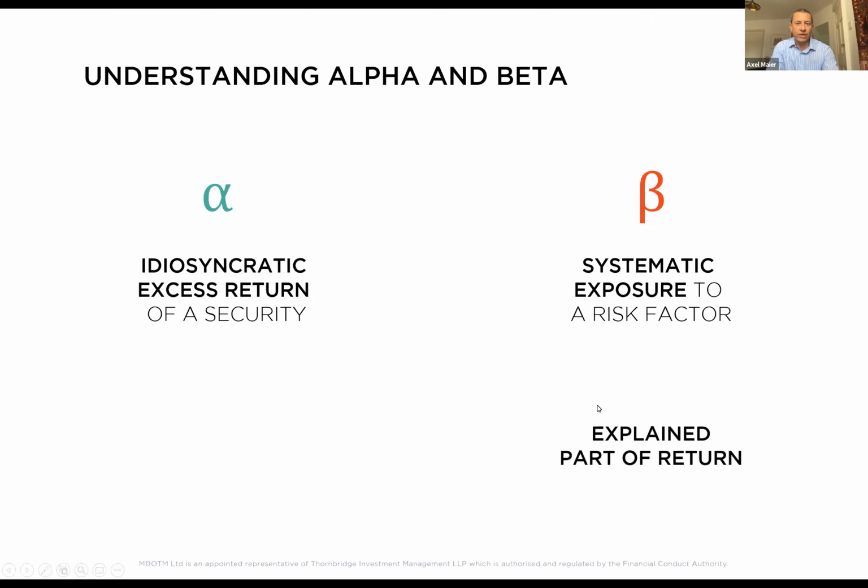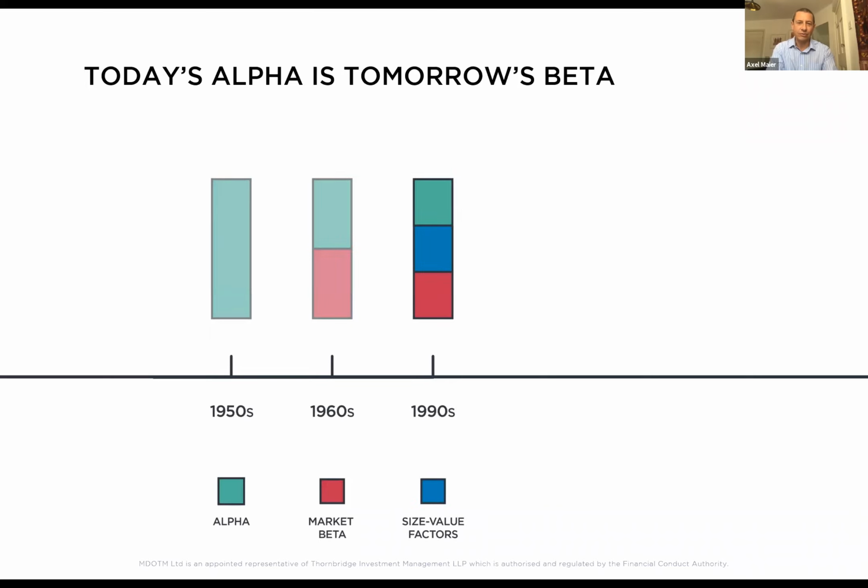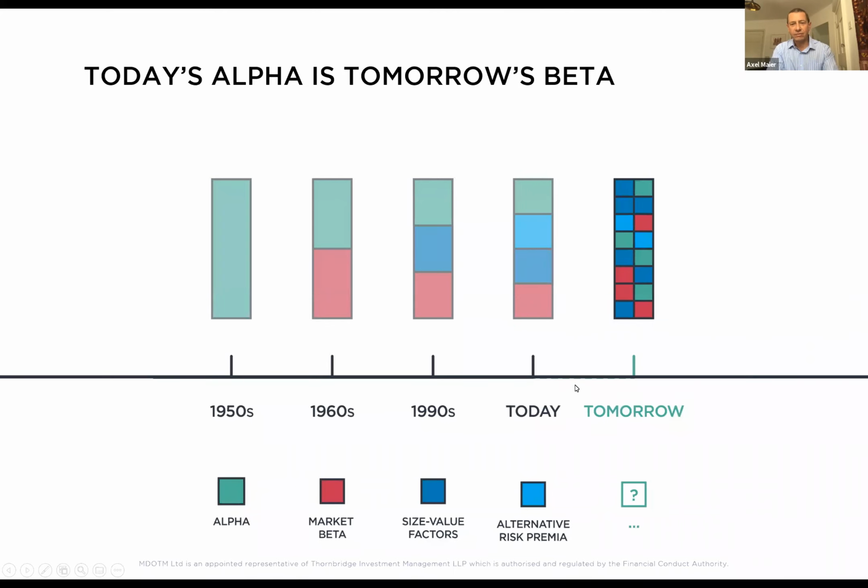And so we say that beta is the part of return that can be explained, and the unexplainable part of return, the alpha, is actually the skill that we look for. But how that skill was defined over time is an interesting journey. In the 1950s and the time before modern benchmarks were defined, everything that happened was alpha. And then people understood the market has an impact, so that was taken out. Then we looked at size, value factors, alternative risk premia, etc.